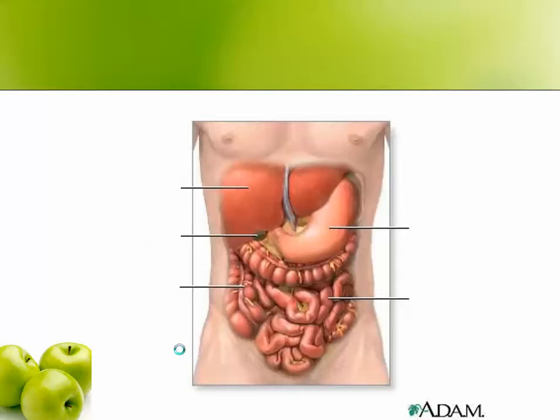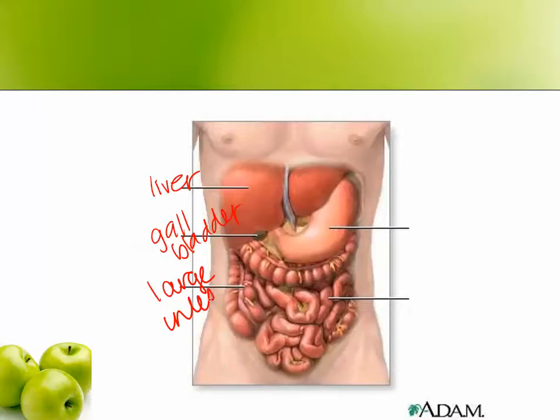So let's see if we can label this diagram. On the top left here is the liver. Next, that little green thing there is called the gallbladder, which I have not talked about yet. This over here is the large intestine. Top right over here is the stomach. And you do have to know these by heart. And then in here is going to be your small intestine.